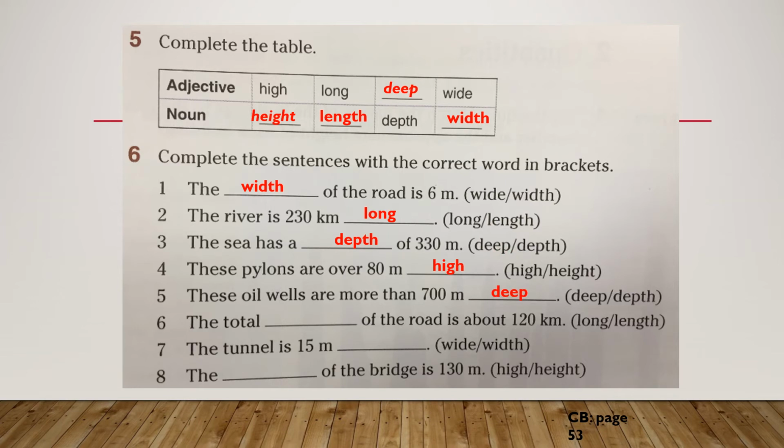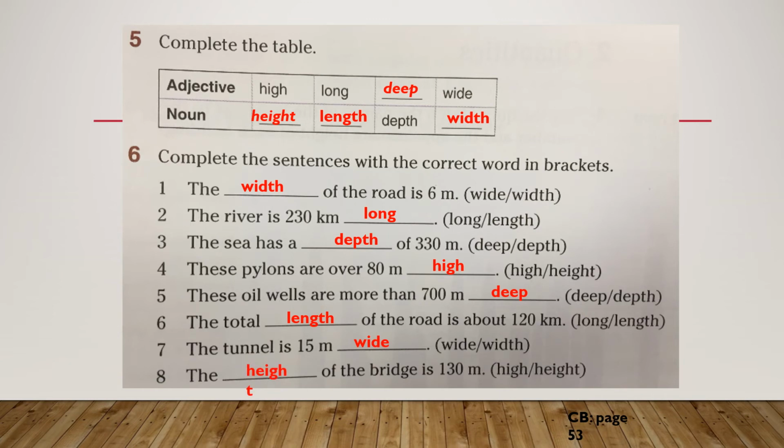Deep. Number 6, the total of the road is about 120 kilometers. So the total long or total length? Of course, length. Number 7, the tunnel is 15 meters. Wide or width? Wide. Number 8, the of the bridge is 130 meters. High or height? It is height.